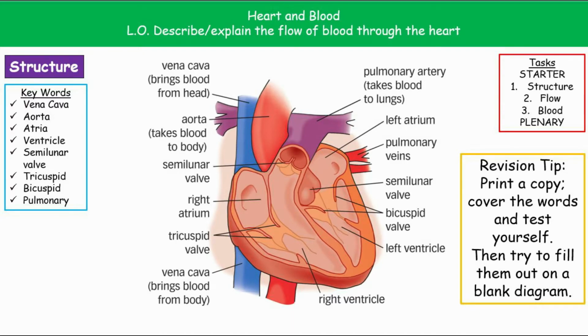You'll also see on the right there, I've given you a little bit of a tip for how you can actually learn this, because you could be asked about labelling part of this heart. So the best way to do it is either draw out or print out a copy of this diagram, cover over the key words, and then test yourself on it. And once you've got that in your head, then get a blank version of the heart and then just try and label it. And the more you do that, the more parts are going to stick in your long-term memory.